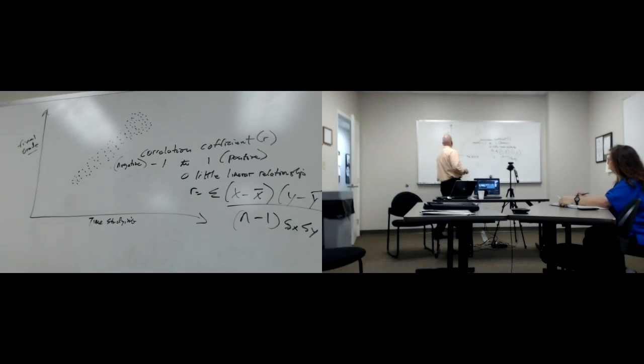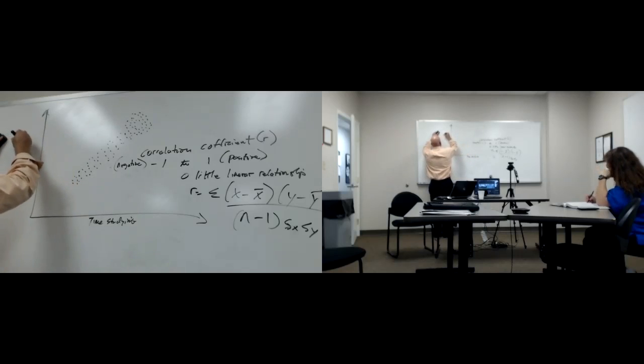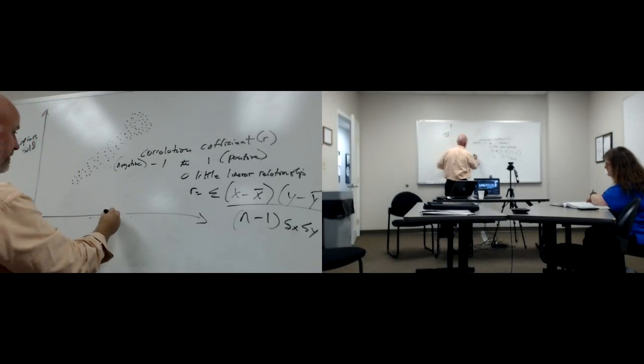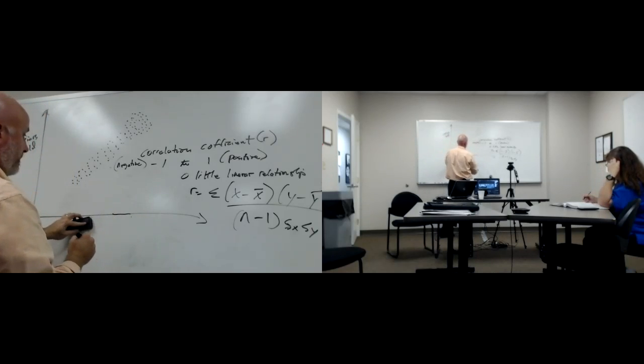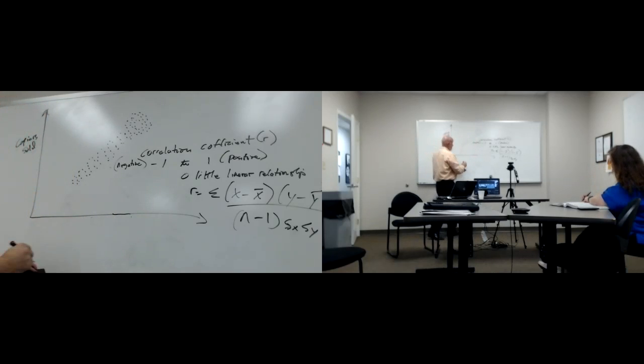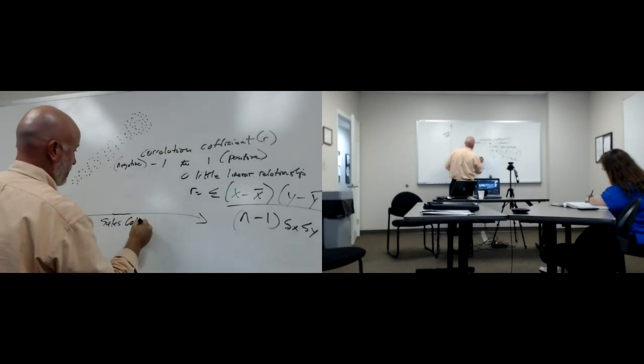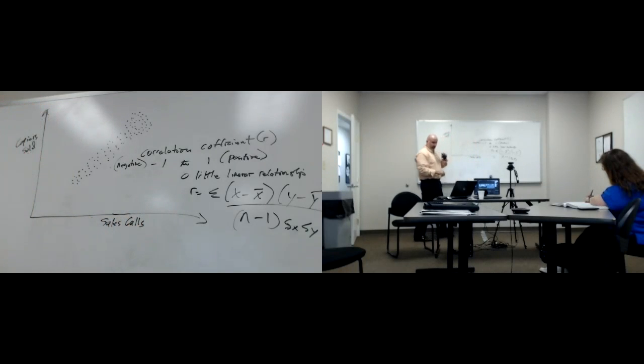So let's tweak this a little bit. We're going to call this copiers sold. What do we want to put down here? The number of sales calls. So number of sales calls. Okay, and we see some data.